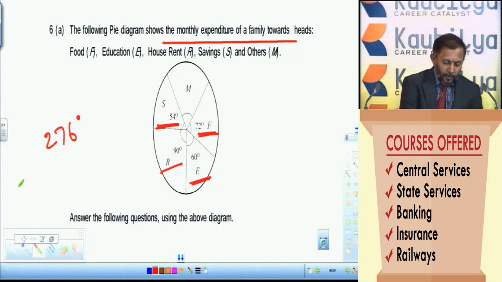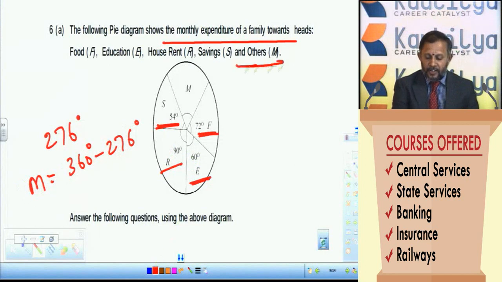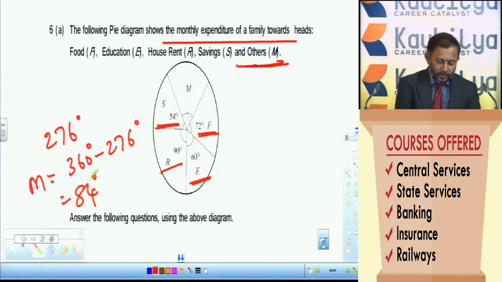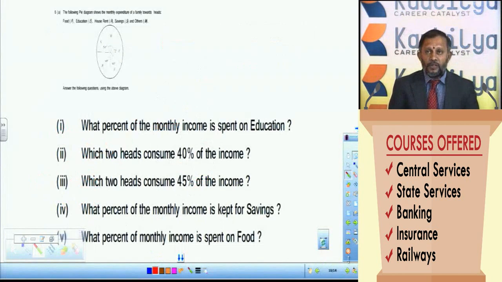So the remaining amount M is equal to 360 degrees minus 276. We have to mention it clearly. The remaining amount M stands for others, that is 360 minus 276, which is equal to 84 degrees. So the data which is not given as the contribution of M, all the expenses were given in terms of degrees.